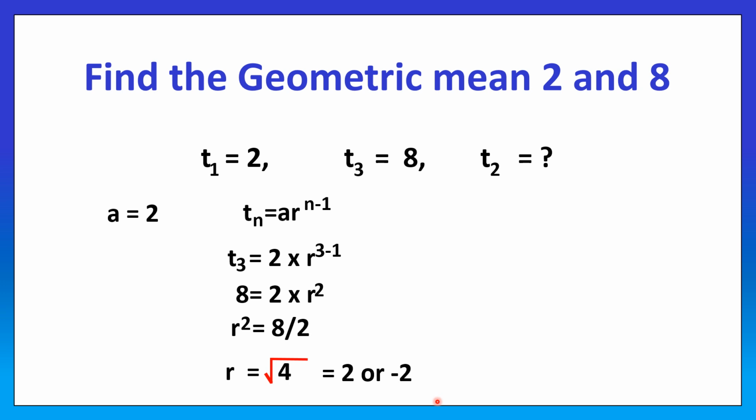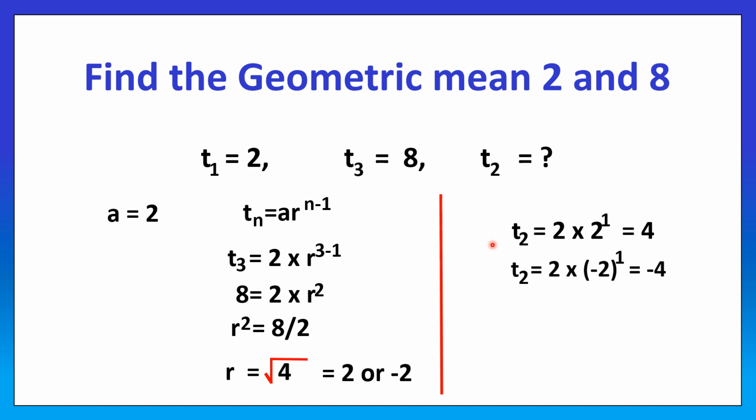Now we can apply this R value to find the second term. T2 is equal to 2 into 2 raised to 1, which is equal to 4. So we can understand that the geometric mean, or the middle number, in this case is 4. In the second case, where R is taken as minus 2, we have 2 into minus 2 whole raised to 1. Here we can understand that the middle number, or the geometric mean, will be minus 4.